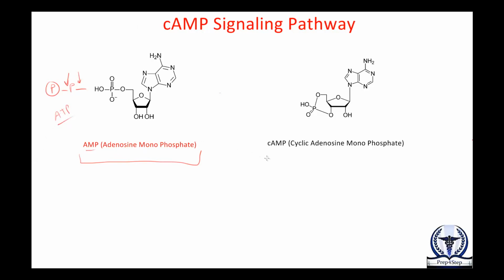But what is cyclic AMP? The only difference between AMP and cyclic AMP is this ring right here. There is a ring over here that you don't see on that side. This ring makes the difference, and there's an enzyme that actually does this, called adenyl cyclase, which we'll discuss in a bit.